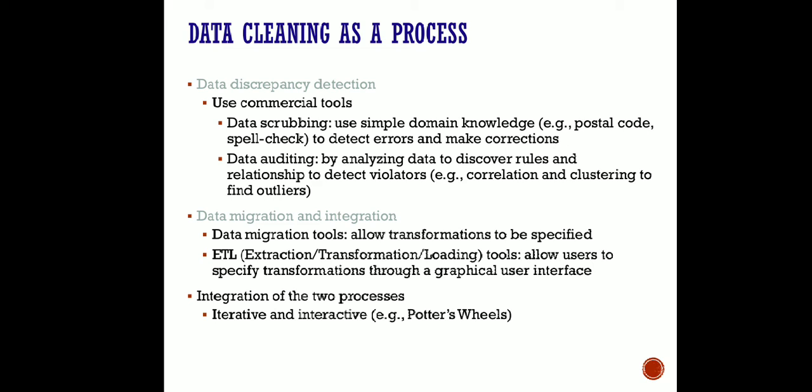Now data auditing. It can be done by analyzing the data to discover rules and relationships to detect violators. Here we use correlation and clustering to find the outliers. These are the available techniques, correlation and clustering. We have learned a little bit of correlation and introduced what it is, and we will learn the details of clustering in our later lectures.